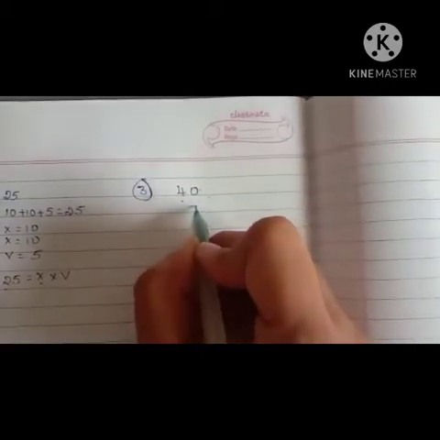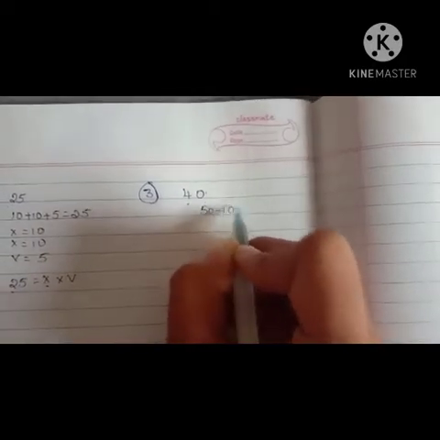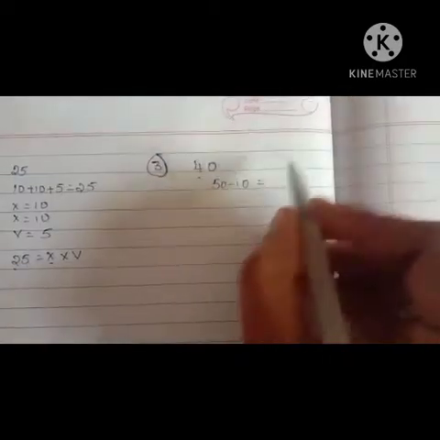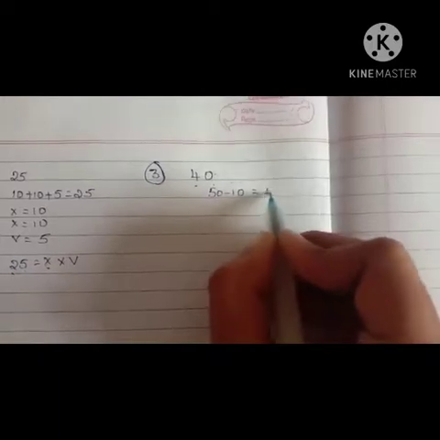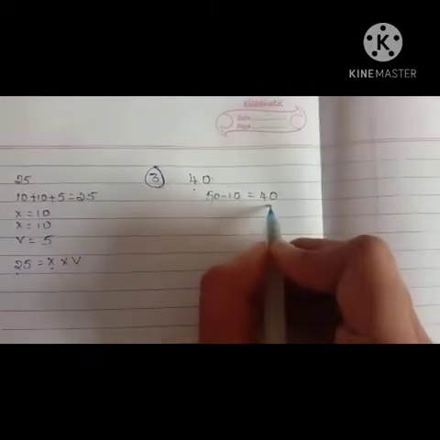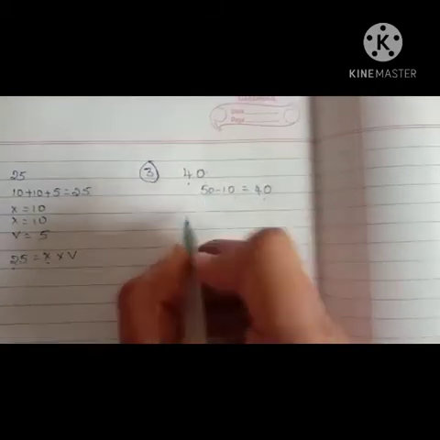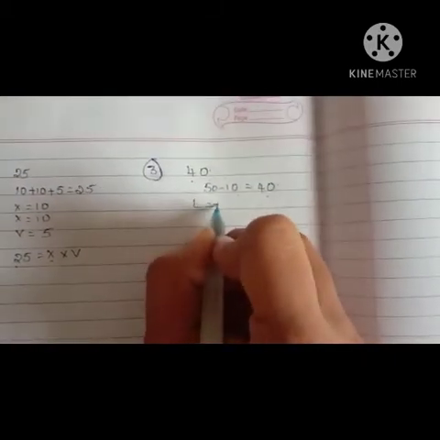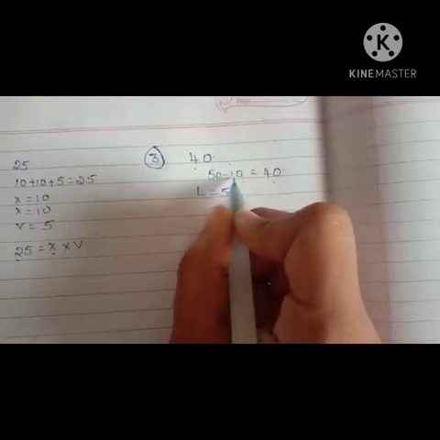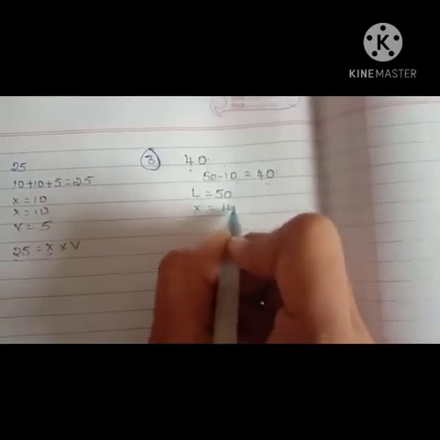We have to subtract here. 50 minus 10 is equal to what number? 50 minus 10 is equal to 40. Okay, is it possible children? Yes. So 50 means what is the number? 50 means L. L is equal to 50. 10 means X is equal to 10.